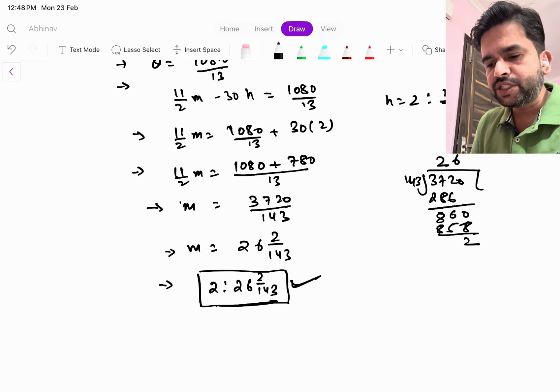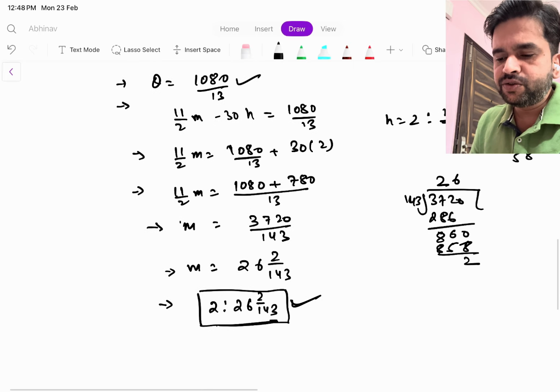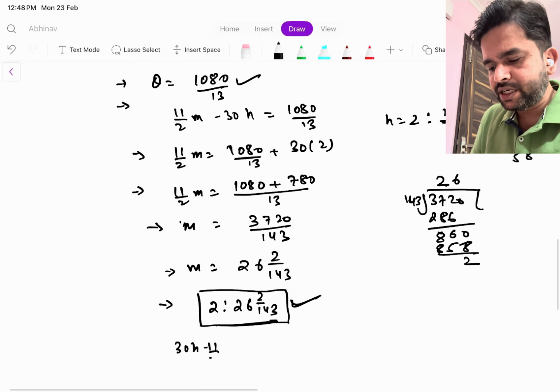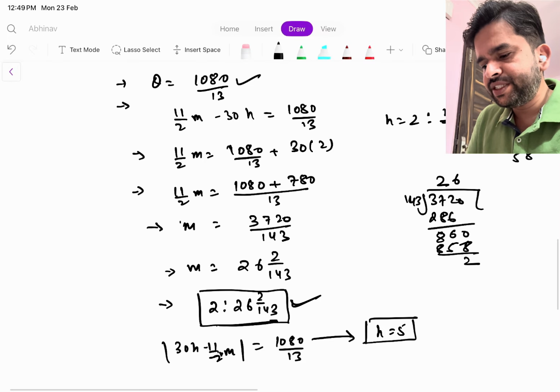Suppose the question is asking at what time the person came back. The same angle will be used, and the formula used will be 30h minus 11 by 2 m is equal to 1080 by 13, and in this case we'll put the value of h as 5.